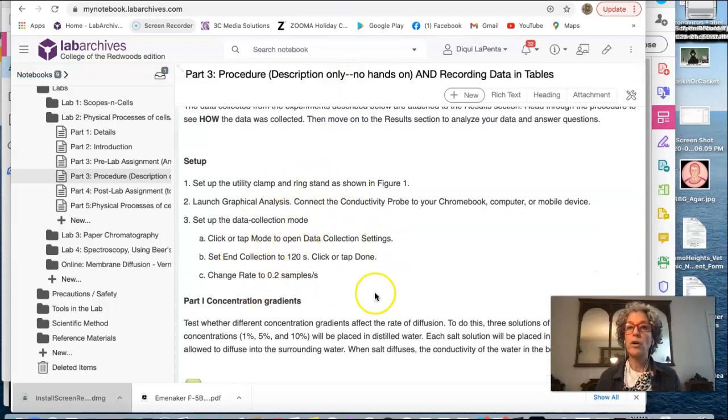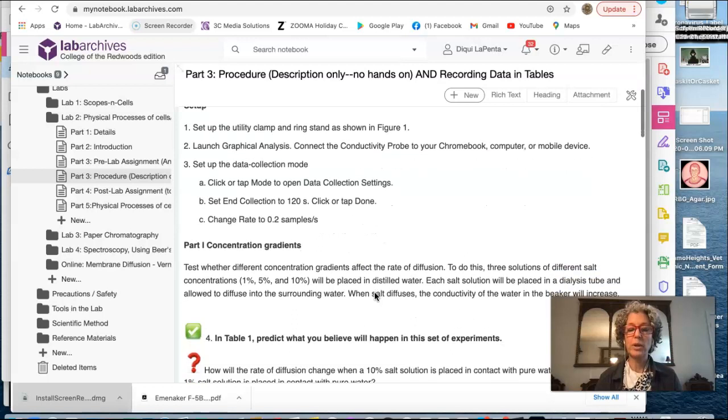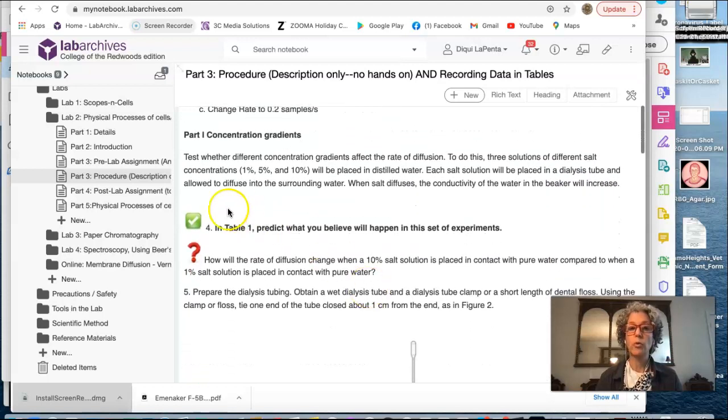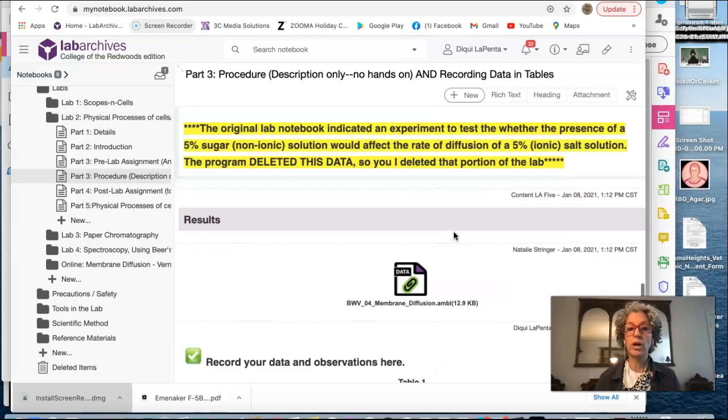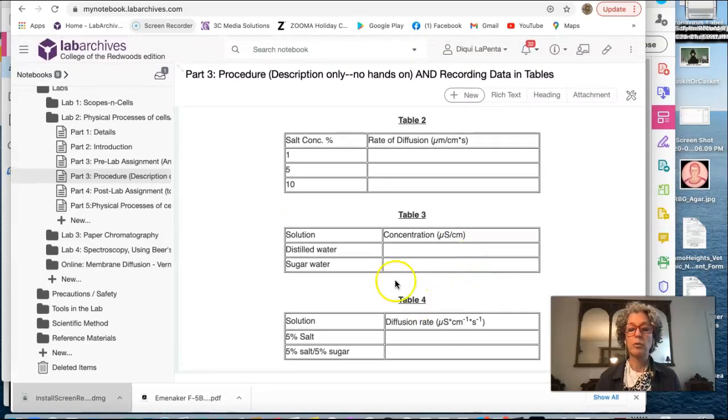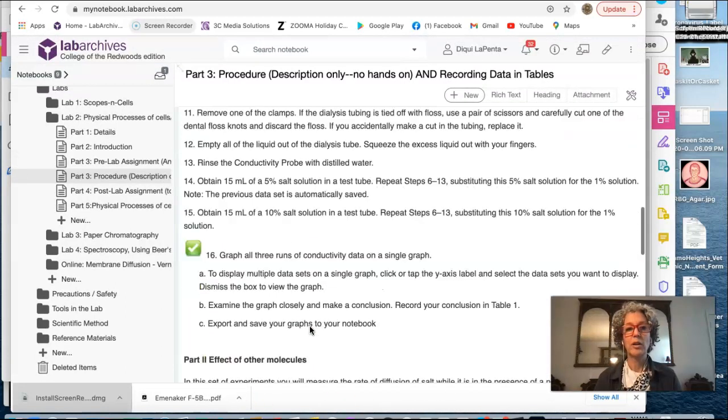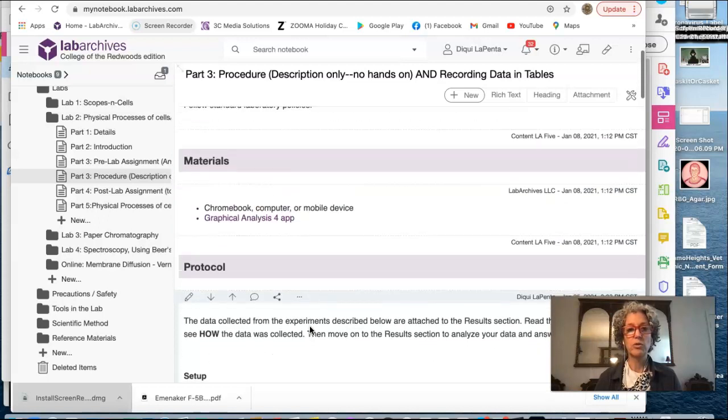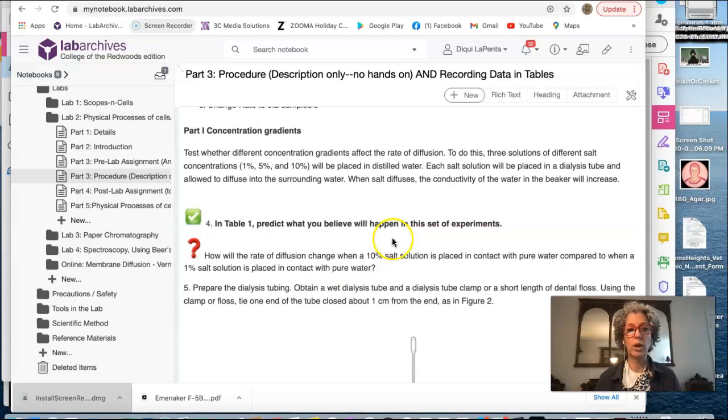this is telling you how the experiment was set up. Watch out for the green boxes that say there's something for you to do. So in table 1, predict what you think will happen. And the tables are all at the bottom. I'm going to delete table 4 because we don't have that data. But the first one is to make a prediction in table 1.